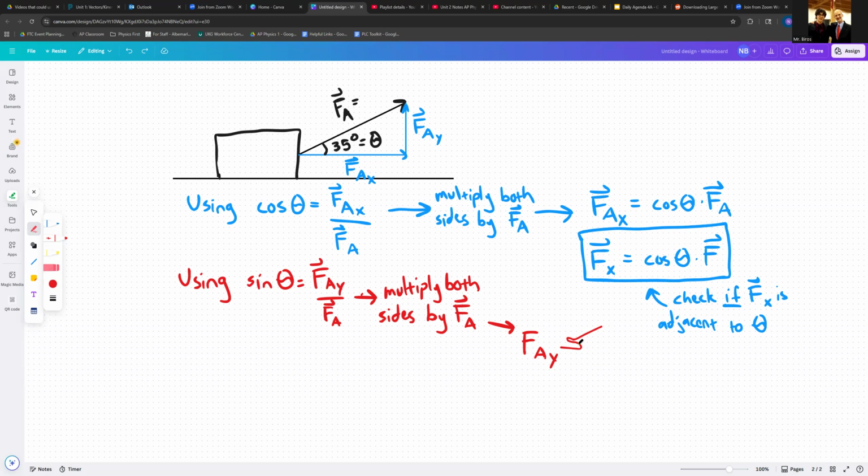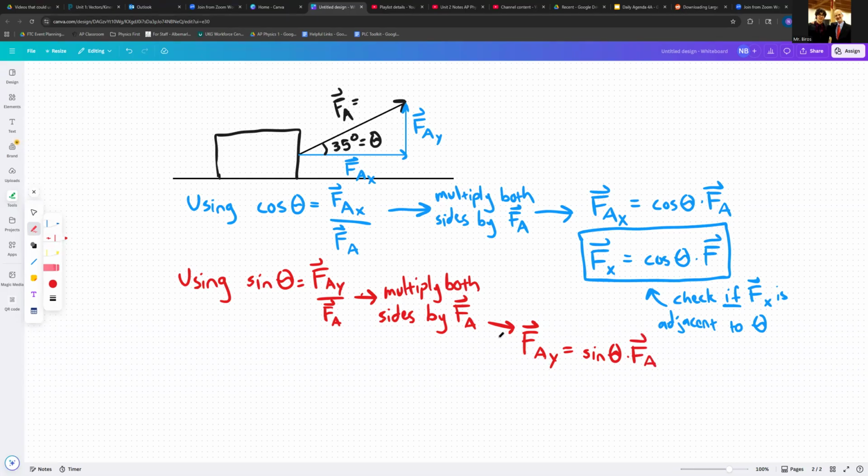Oops. Got a rogue drawing here. There we go. Sometimes my Canva just goes rogue on me. All right.